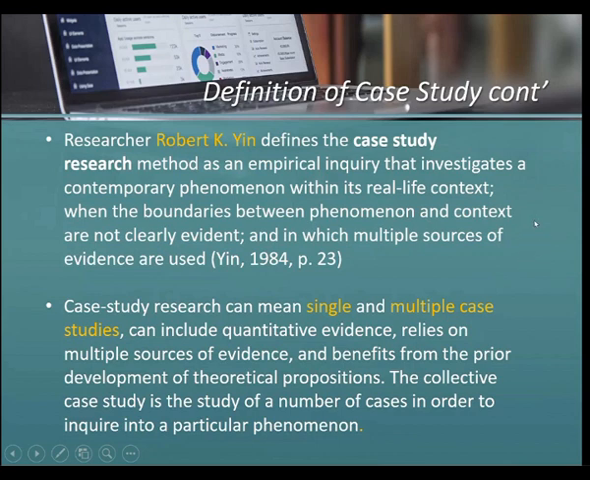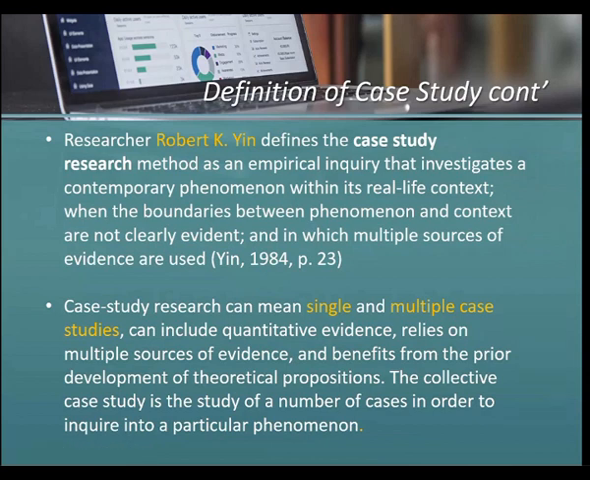Okay, case study can mean a single case study or multiple case study, and then it can include quantitative evidence. Case study is a method, but it can include both. It can be qualitative or it can be quantitative evidence. And then it relies on multiple sources of evidence and benefits from the prior development of theoretical propositions. It is based on a certain theory or theoretical framework in which you gather evidence to support those theories or otherwise.